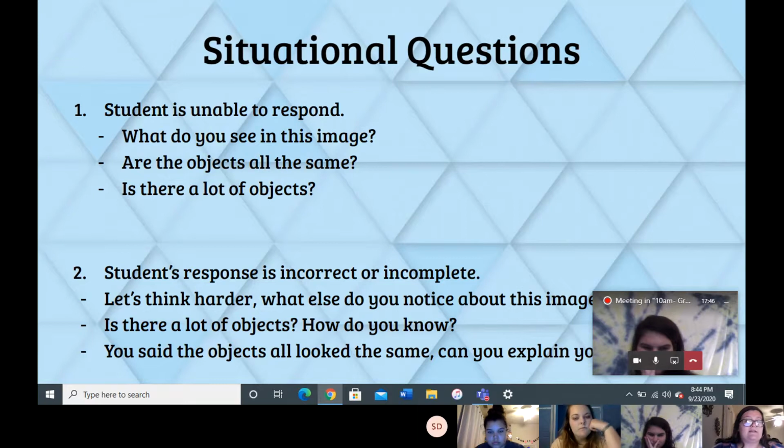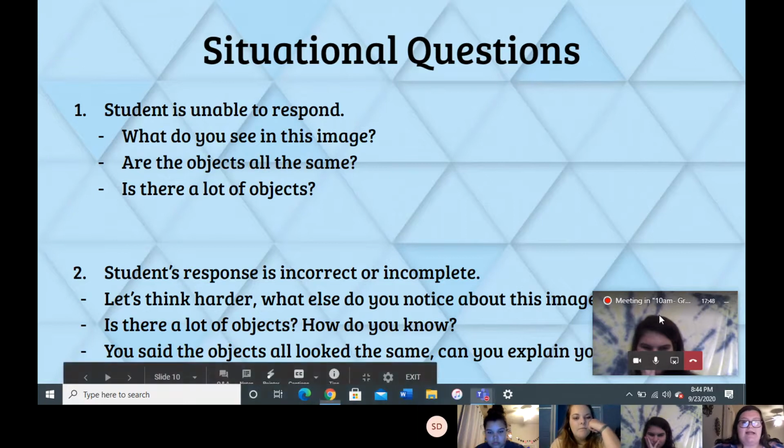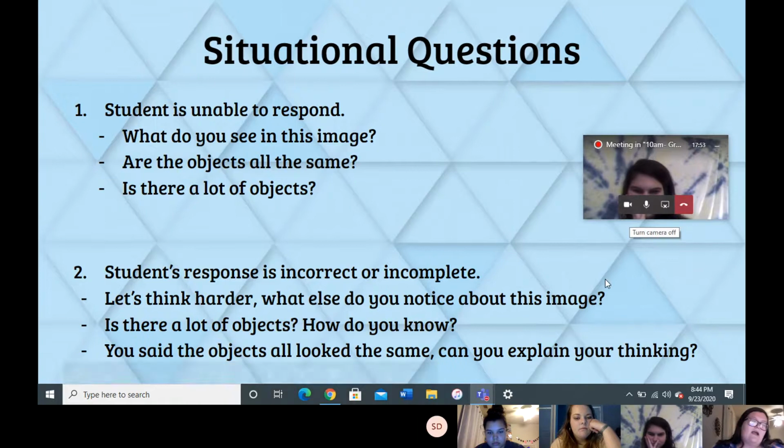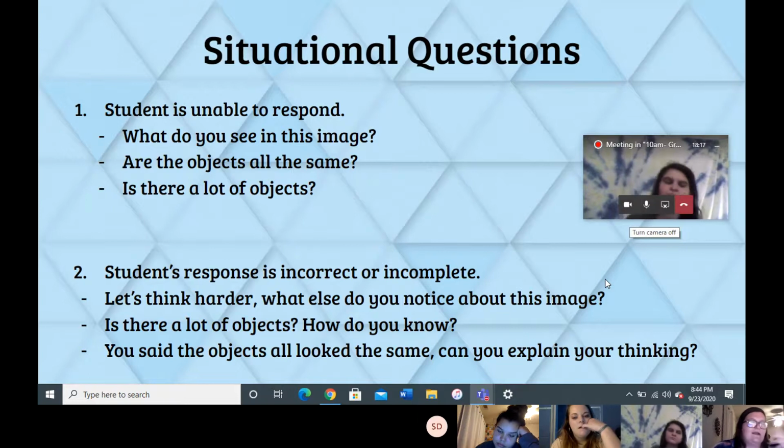If the student's response is incorrect or incomplete, I would probably say something like, let's think harder. What else do you notice about this image? Is there a lot of objects? How do you know that there's a lot? You said the objects all look the same. Can you explain your thinking? That way, if it was a picture of rainbow nail polish in this case, and they said they all look the same, they're all the same color, I'd be like, well, can you explain your thinking on that? And then hopefully by doing that, they would realize, oh, they're not all the same color.